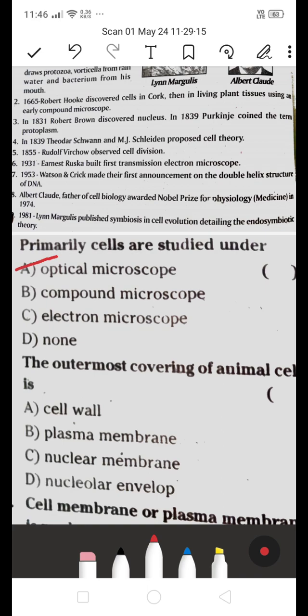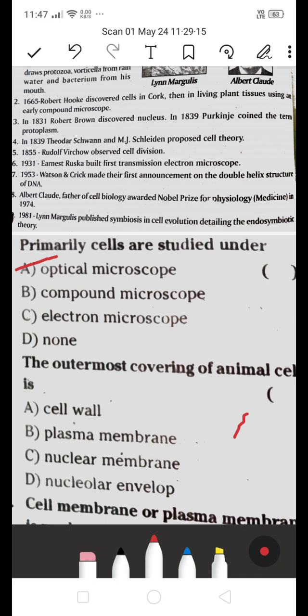Two types of optical microscopes are used. One is simple and another is compound. A simple microscope consists of a single lens. A compound microscope consists of two lenses. Whereas in electron microscopes, they use either an electromagnetic or an electrostatic lens. So this is about the electron microscope.